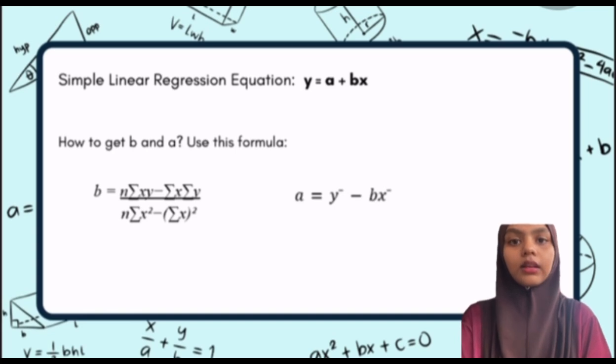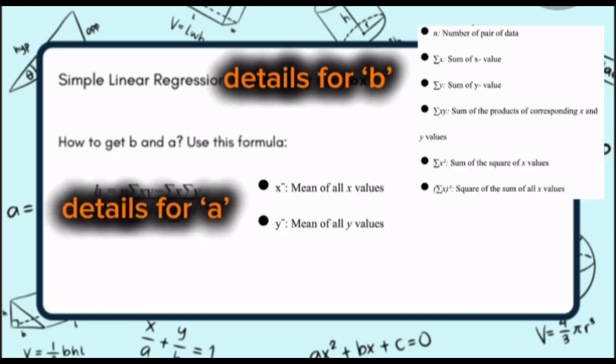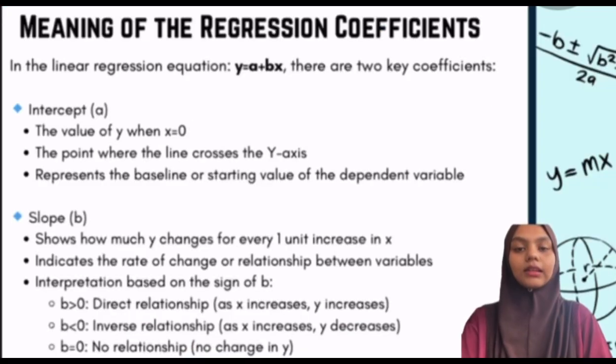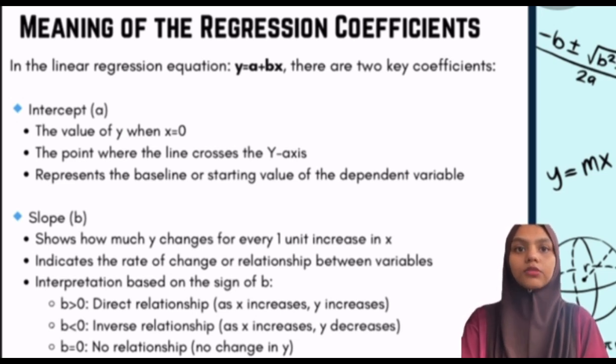How to find a and b? Just use this formula and the detail is here. In the linear regression equation, we have two key coefficients, which is a and b. A, which is intercept, is the value of y when x equals 0, the starting point where the line crosses the y-axis. For the b, which is slope, shows how much y changes for every 1 unit increase in x.